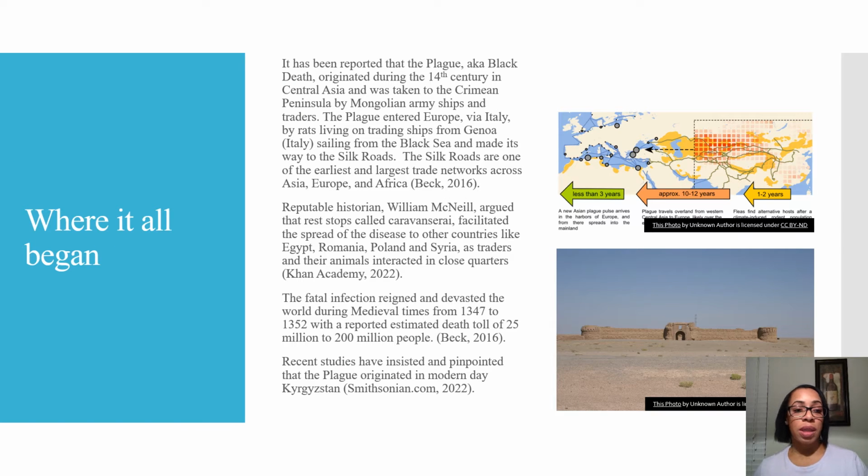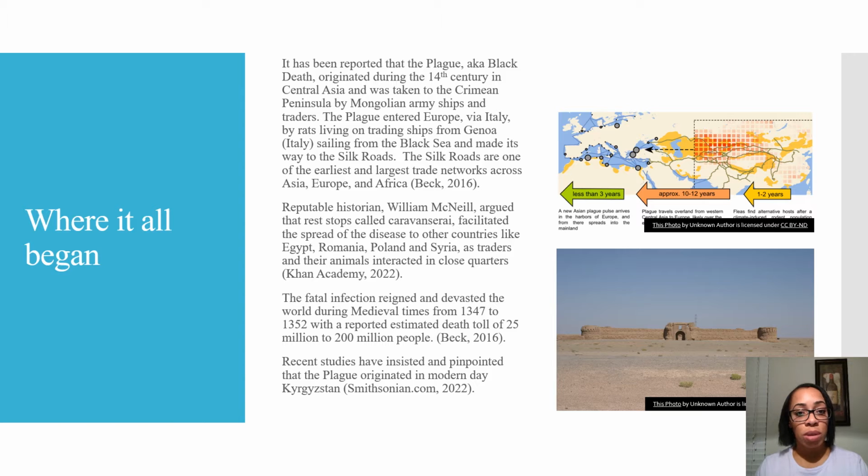Let's take a look at the history of how the plague began. It has been reported that the plague, aka Black Death, originated during the 14th century in Central Asia and was taken to the Crimean Peninsula by Mongolian army ships and traders. The plague entered Europe through Italy by rats living on trading ships from Genoa, Italy, sailing from the Black Sea, and made its way to the Silk Roads.